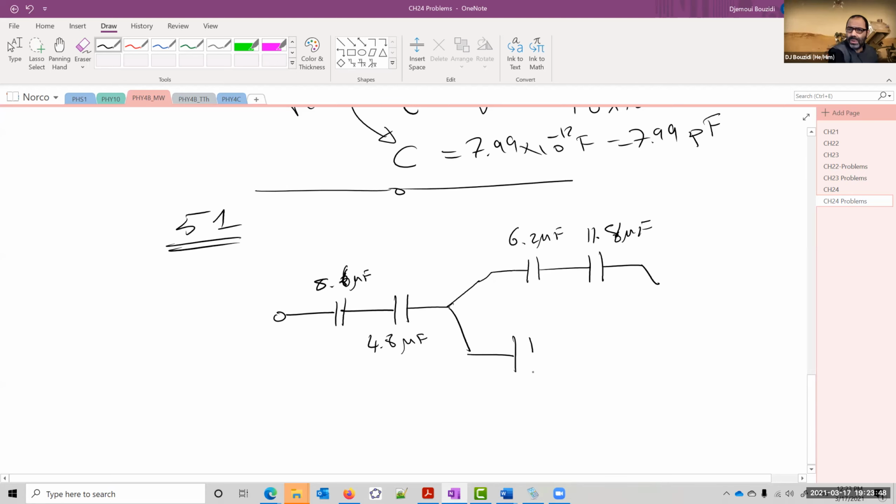Then on the bottom one too, there was 2 of them. No, there is only 1 of them. And then we connect them together again. So this one is actually 3.5 microfarads.